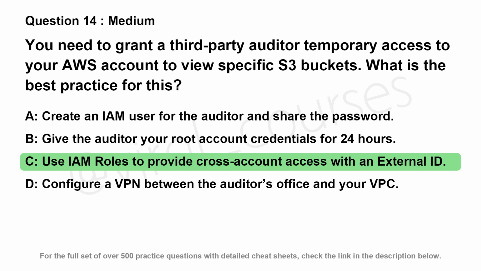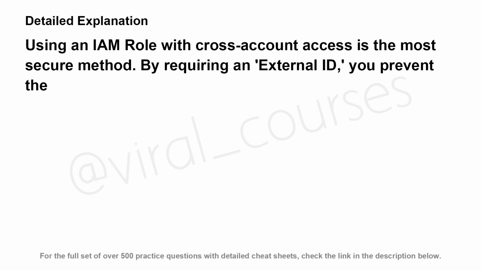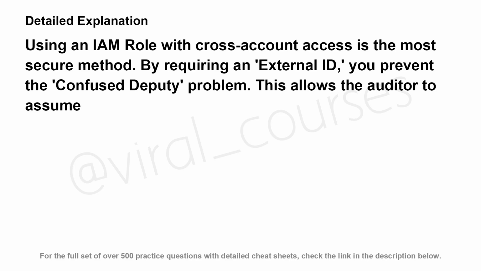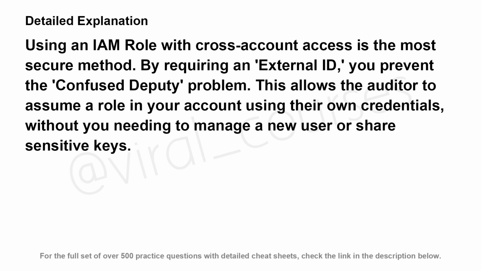The correct answer is C. Using an IAM role with cross-account access is the most secure method. By requiring an external ID, you prevent the confused deputy problem. This allows the auditor to assume a role in your account using their own credentials, without you needing to manage a new user or share sensitive keys.